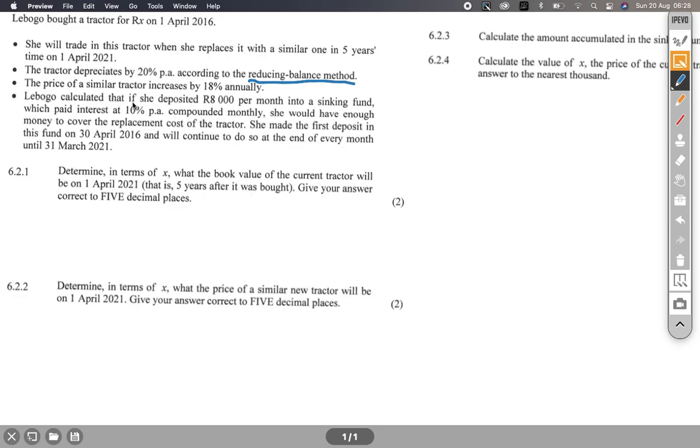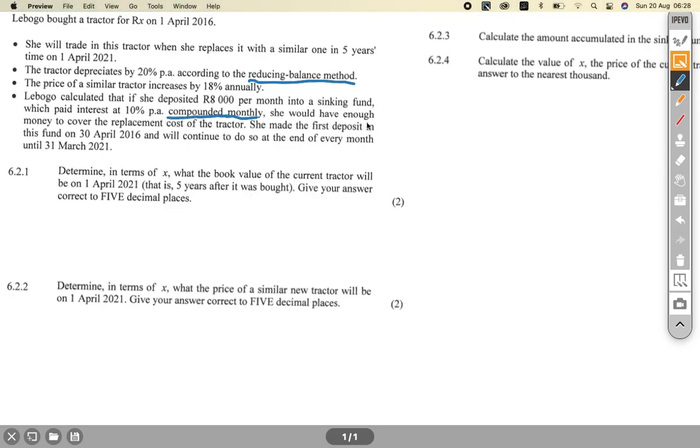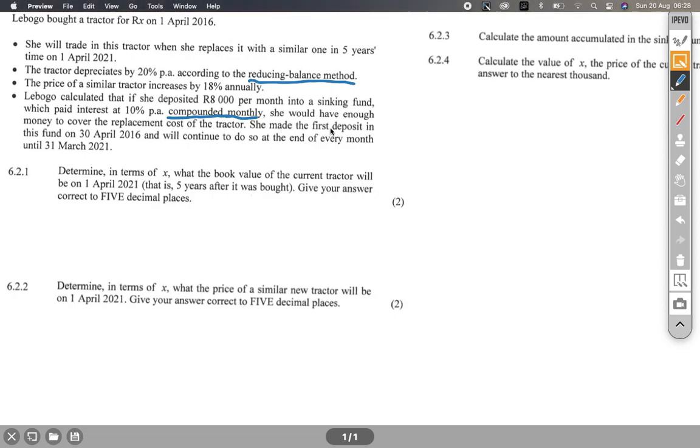Lebogo calculated that if she deposited 8,000 per month into a sinking fund, which paid interest at 10% per annum, compounded monthly, very important also, compounded monthly, she would have enough money to cover the replacement cost of the tractor. She made the first deposit in this fund on 30 April 2016 and will continue to do so at the end of every month until 31 March 2021.